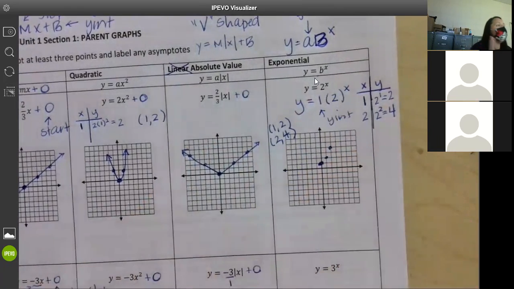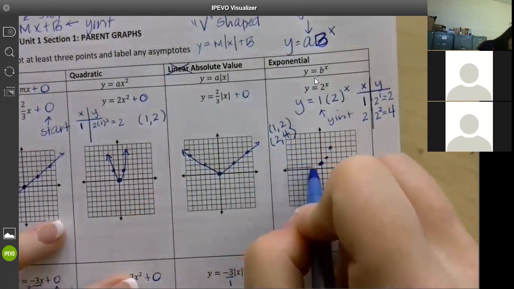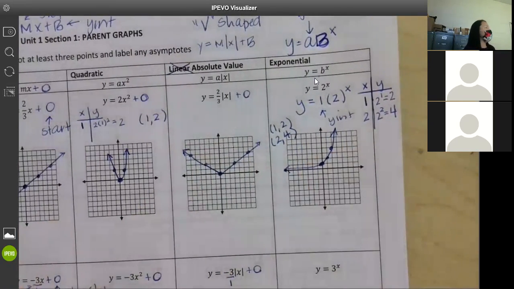So for this side, this is what I'm going to look for, especially on your test. You're going to go as close as you can to 0 and then sweep it up to those points. If you cross 0, I'm counting it wrong because remember, that's our horizontal asymptote and it's not supposed to cross it, okay? Get as close as you can, but don't cross it.